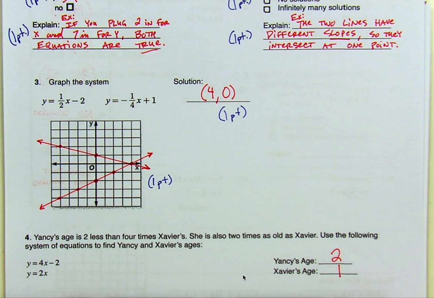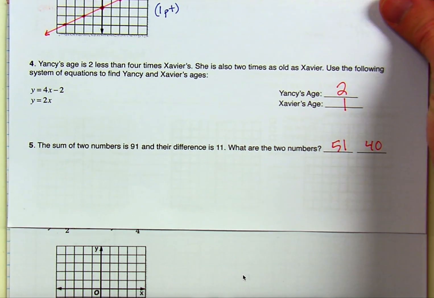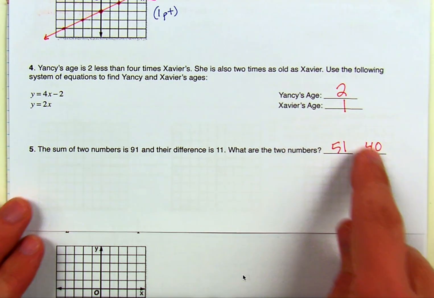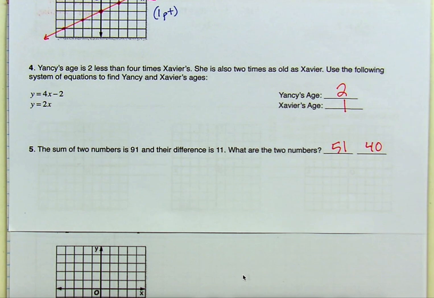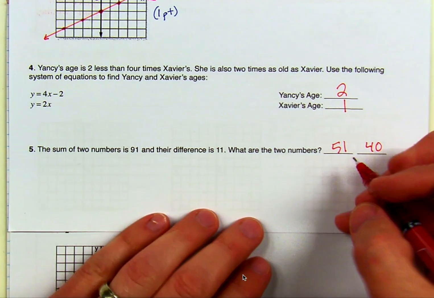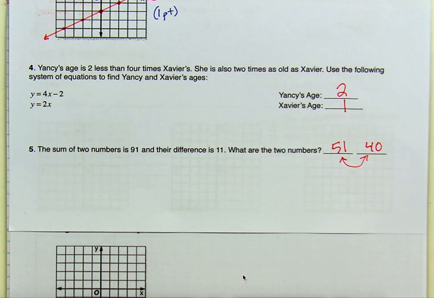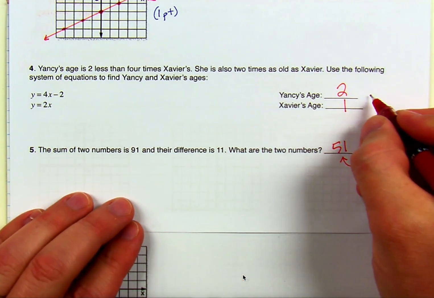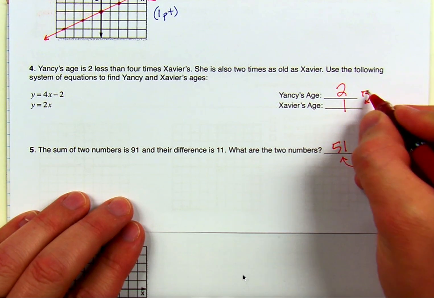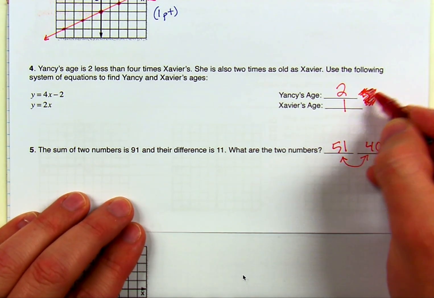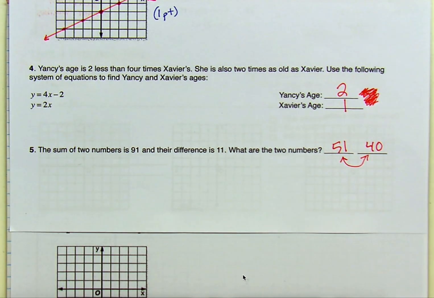Then number 4 and 5 are word problems. All right, so number 4 is just worth 1 point, number 5 is just worth 1 point. And on number 5, you could have it in the other order. If you wanted to, you could have 40 and 51. But on this one, could you have it in the other order? No. Yancey's 2 and Xavier is 1, not the other way around on that one. Okay, that's important.